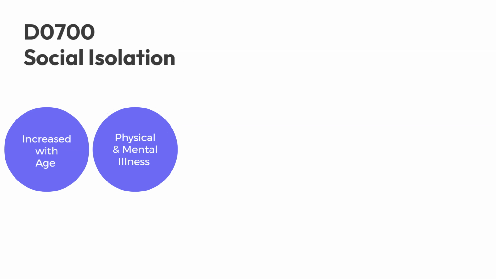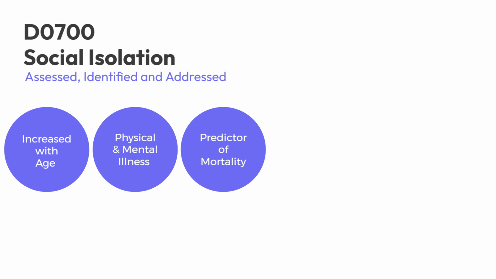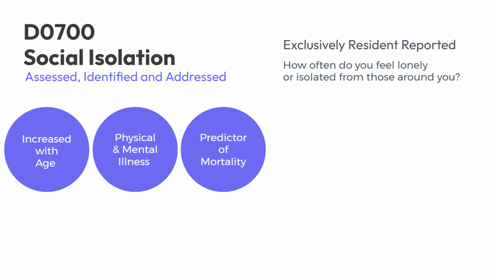Lastly, Section D concludes with item D0700, social isolation. As social isolation tends to increase with age and is a risk factor for physical illness, mental illness, and a predictor of mortality, it is imperative that it is appropriately assessed, identified, and addressed. For this question, it is important to note that this item is intended to be exclusively a resident self-reported item, and that no other source should be used to identify the response. Here, you will ask the resident, "How often do you feel lonely or isolated from those around you?"